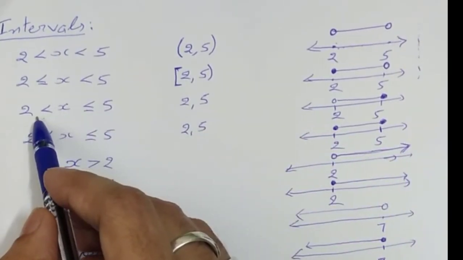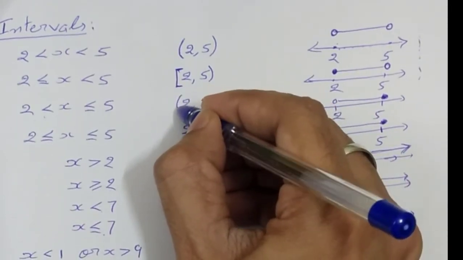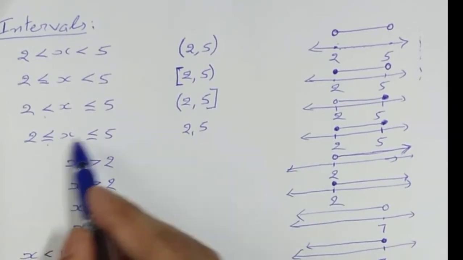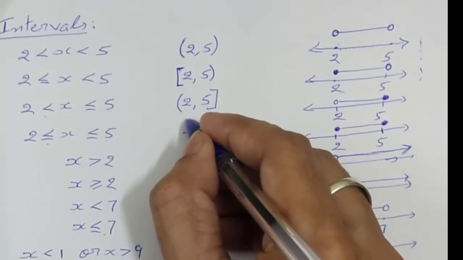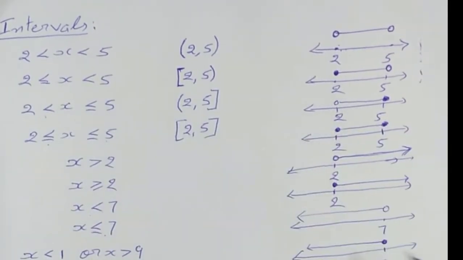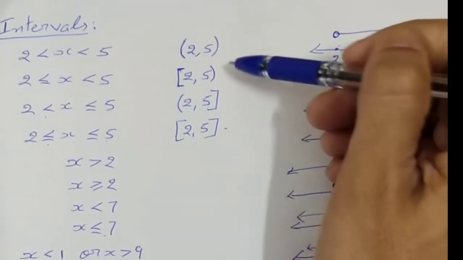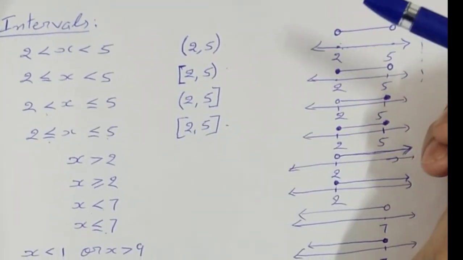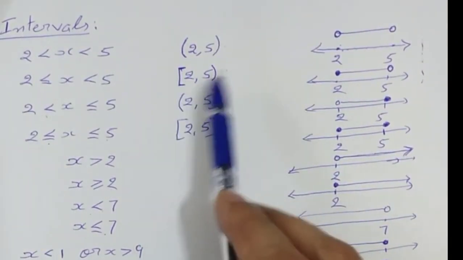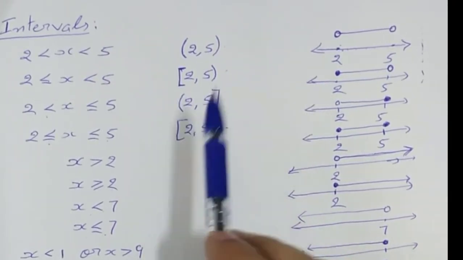And along the same lines, this can be written: 2 is not to be taken, round bracket, 5 is to be taken, square bracket. In this case 2 and 5 both are to be taken. If 2 is to be taken, then square bracket. If 5 is to be considered, then square bracket. So this is called open interval. This is called closed interval. These are semi-open or semi-closed intervals. I may say this is open interval, or just to dictate, this is closed open, or this is open closed, and this is simply closed interval.